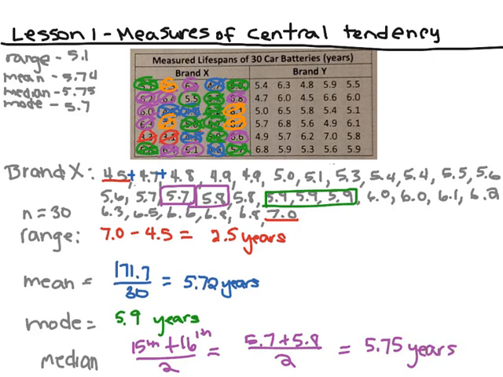So we need to see which brand would be the better buy? So obviously the first brand has a slightly greater mean than 5.72 years, but the range is really big. Because the range is larger, that means that the data is more spread out. When the range is smaller, that means the data is closer to the average. So the chances of getting a battery that is closer to your average are higher.